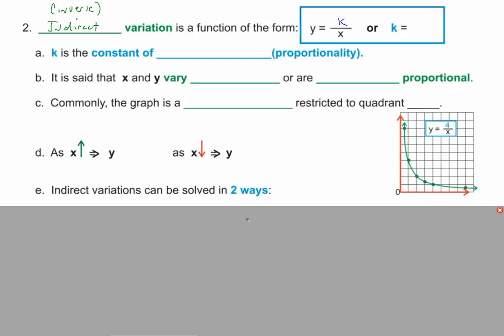So in this case, k would equal yx, right? Or xy, whichever way you want to write it, doesn't really matter. Okay, so you got to recognize that.